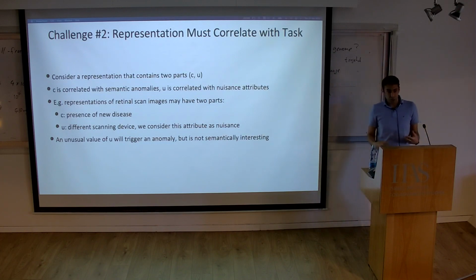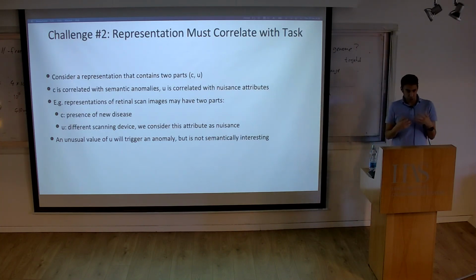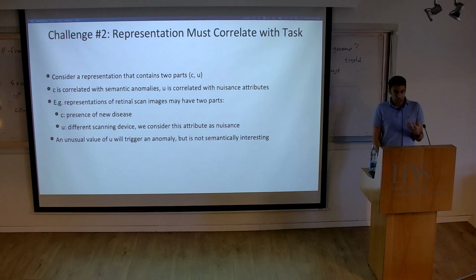And so in order to actually find semantic anomalies, we need to choose the correct representation. By correct, I mean a representation which is correlated with the factors that we actually care about and which would be relevant for anomalies. Now, this is obviously not particularly well defined and has a lot to do with our objectives. And this is what makes this task very challenging.